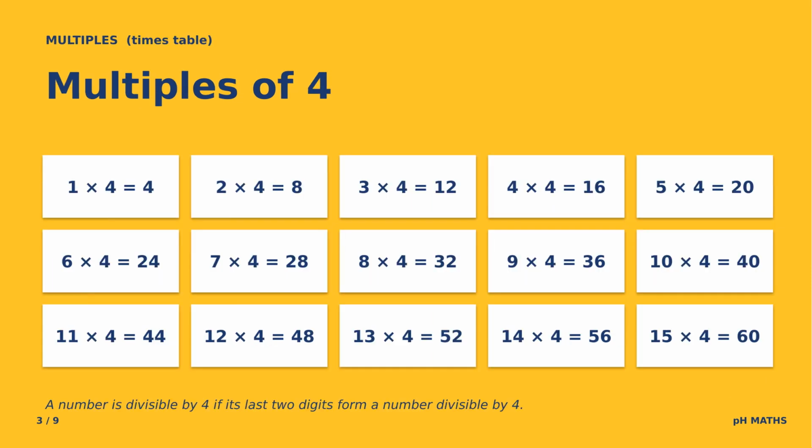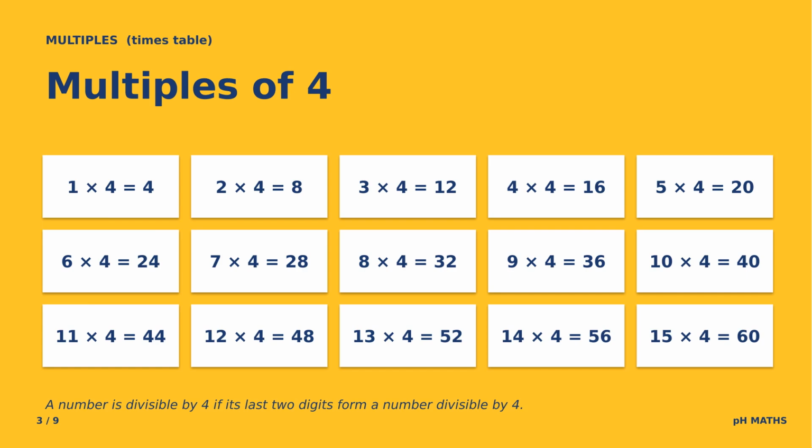Let's look at the times table and multiples of 4. 4, 8, 12, 16, 20, 24, 28, 32, 36, 40. The 4 times table is the doubling of the 2 times table. So if you've got your 2s cold, your 4s are halfway there.